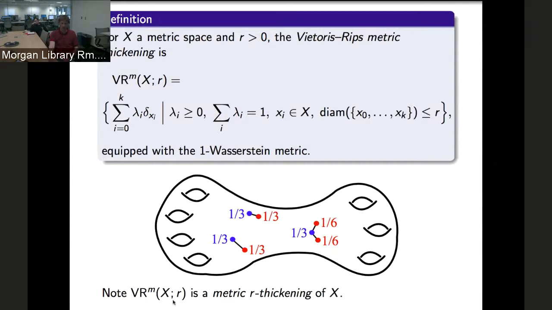So it turns out that the metric Rips thickening is a good name because it is in fact a metric R thickening. What is an R thickening of a metric space? Z is an R thickening of a metric space X if Z is a metric space that contains X, the metric on X is the same as the metric on X inside of Z, so it's an extension of the metric, and the distance from any point in Z to its closest point in X is at most R.